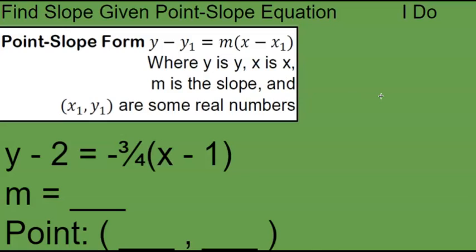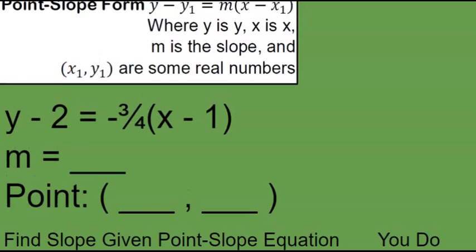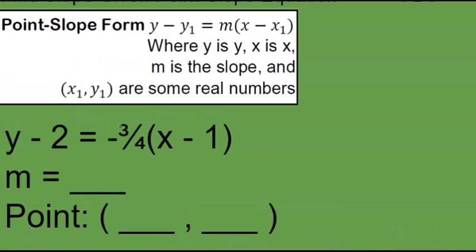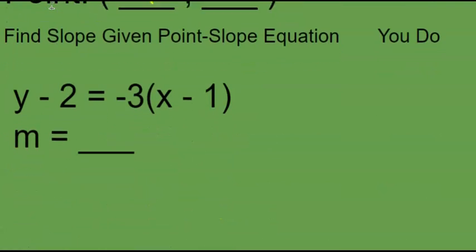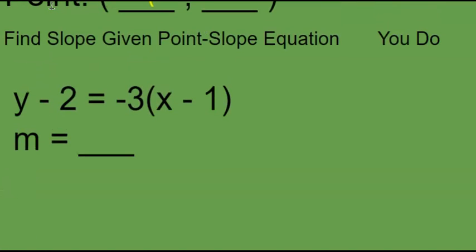Find the slope given point-slope equation. Point-slope form is y minus y1 equals m times x minus x1, where y is y, x is x, m is the slope, and x1, y1 is some real numbers that are given to you. So we're given this equation. The slope is -3/4, and the point is (1, 2). Okay, now you do one. Enter the number. What is the slope of this equation?